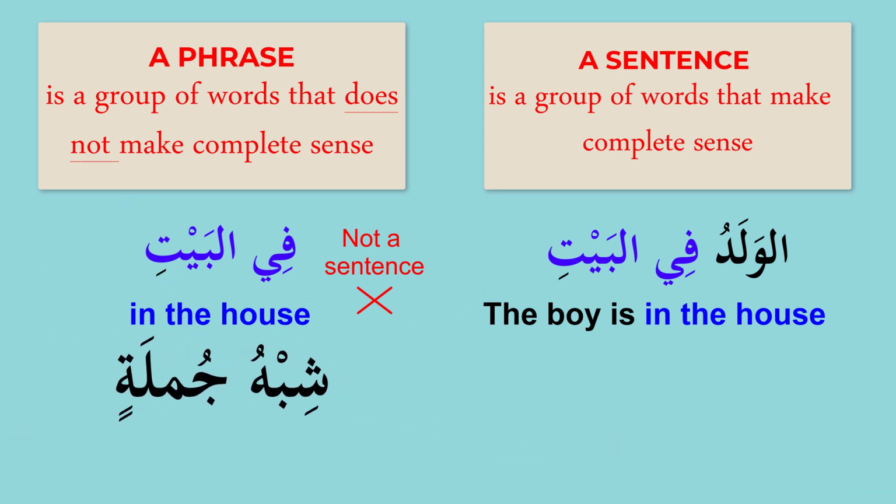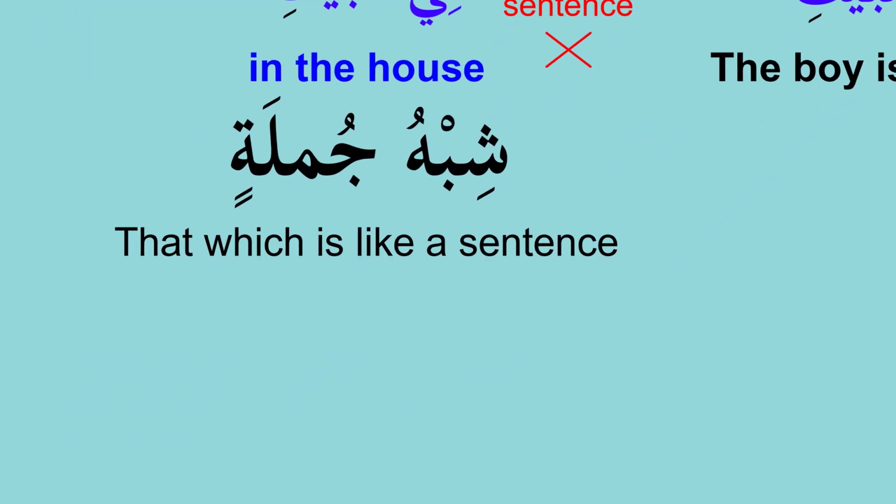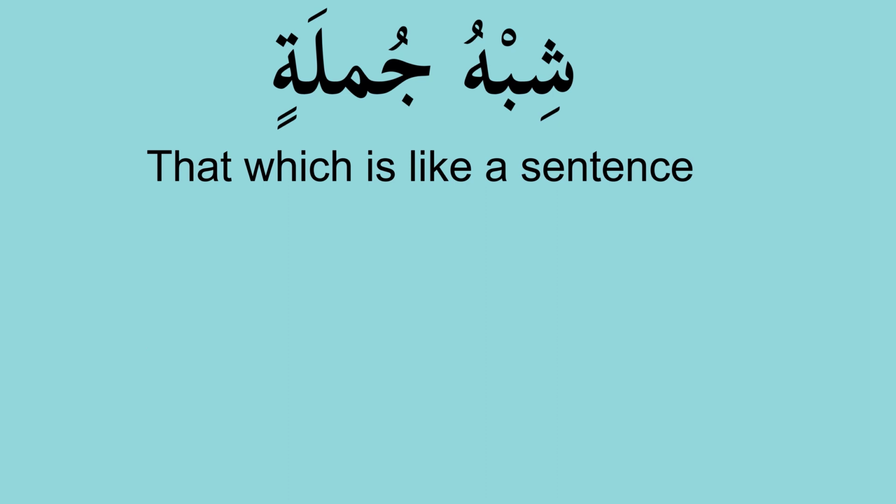Shibhu jumla. Okay, now jumla is a sentence. What is the meaning of shibhu jumla? Shibhu means something looks like jumla, but it is not a jumla. Are you with me? Shibhu means it looks similar, but then it is not. It's not a jumla. It's a shibhu jumla. It looks like a jumla. Huh? It is similar to jumla, but it is not jumla. What do you call shibhu jumla in English? Phrase.